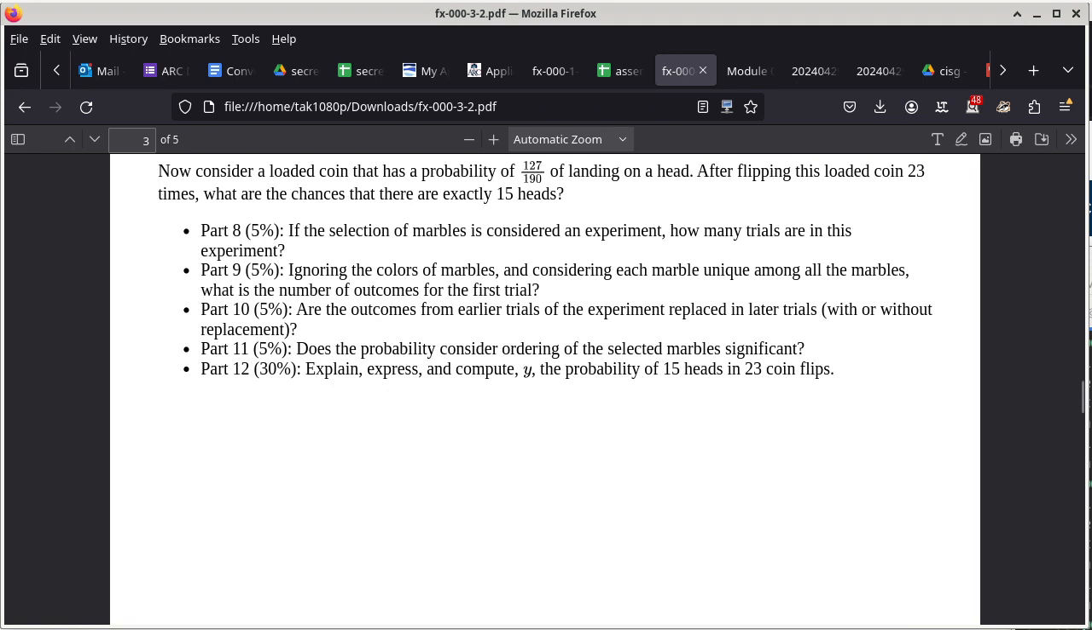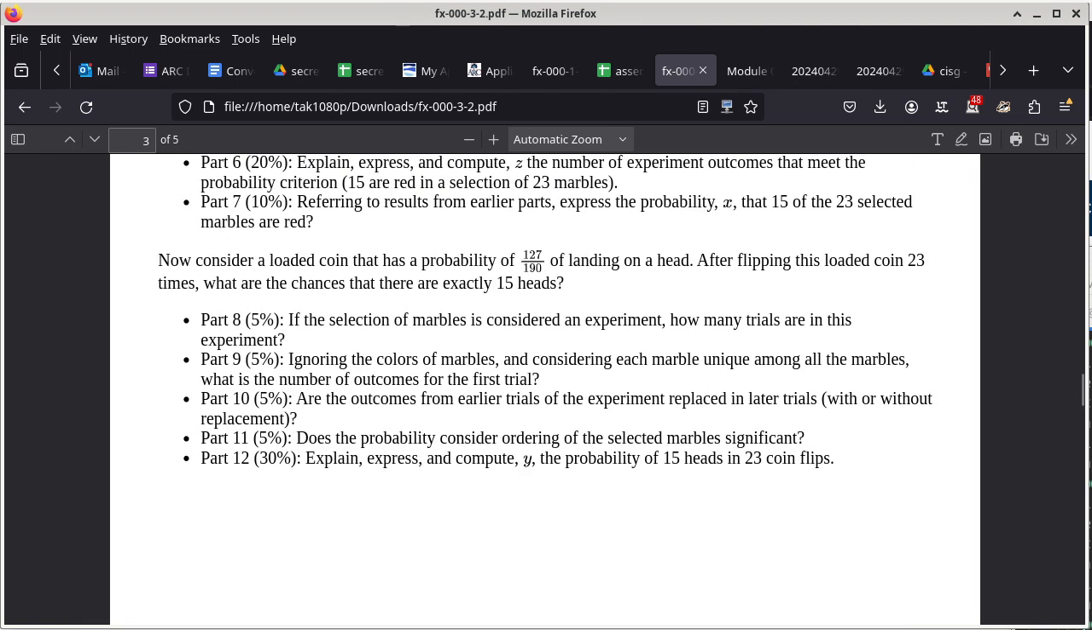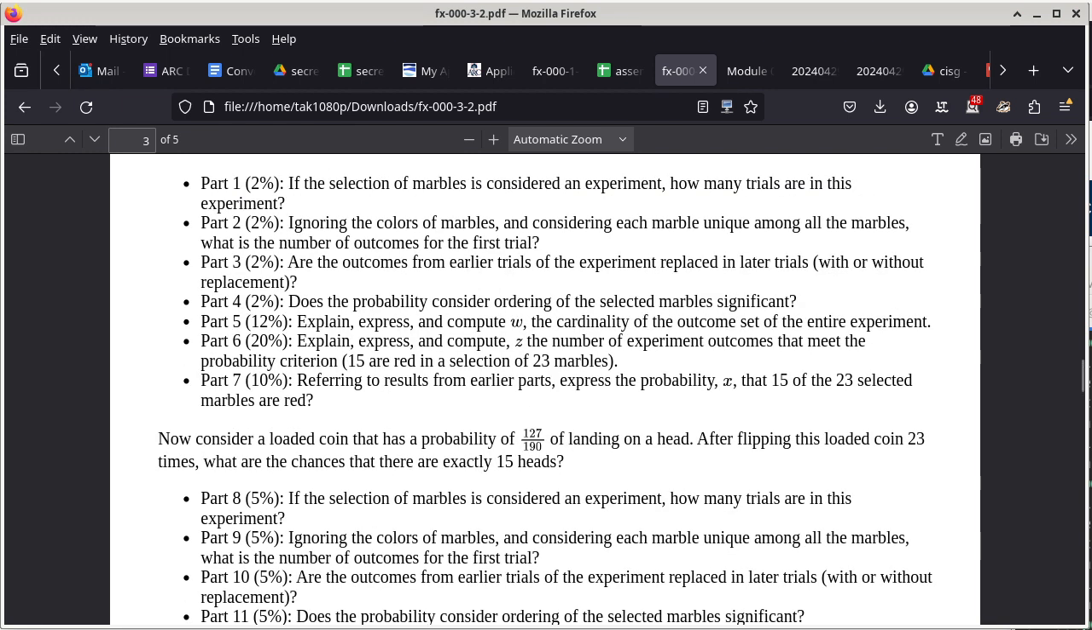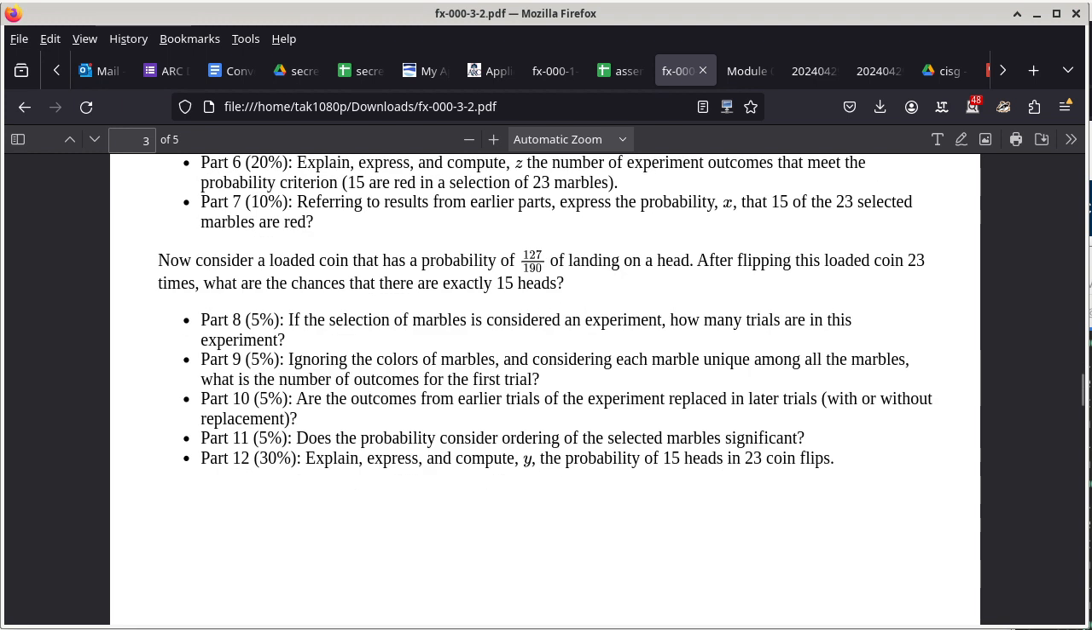So in this case, if the selection of marble is considered an experiment, how many trials are in this experiment? It would be 23 trials because we're flipping the coin 23 times. And I believe this is because of a copy and paste problem, because there's no selection of marbles in this case. So flipping the coin is considered an experiment, and there are 23 trials in this case.